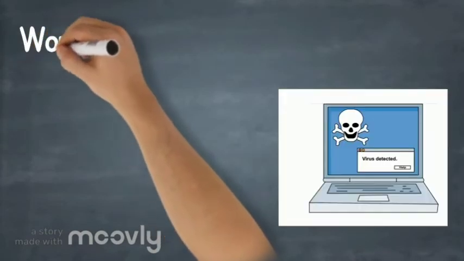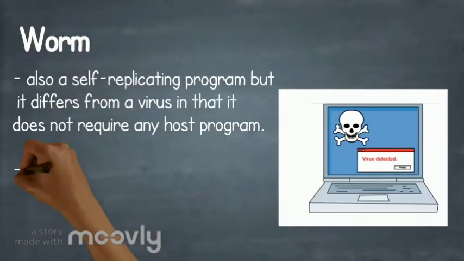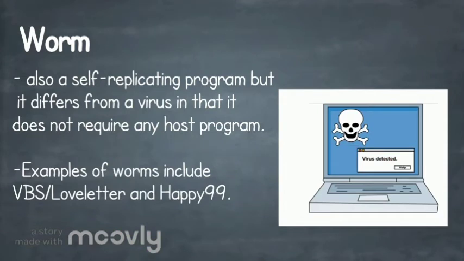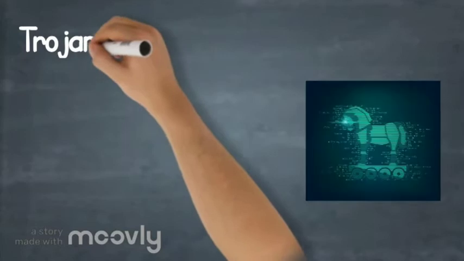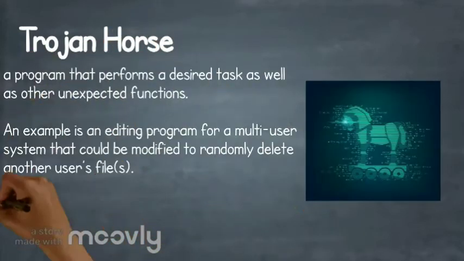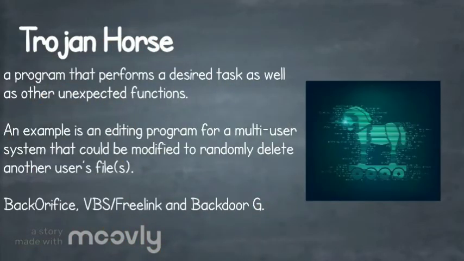Worm. Also a self-replicating program, but it differs from a virus in that it does not require any host program. Examples of worms include BBS/Love Letter and Happy99. Trojan horse, a program that performs a desired task as well as other unexpected functions. An example is an editing program for a multi-user system that could be modified to randomly delete another user's file. Examples include Back Orifice, VBS/FreeLink and Backdoor G.